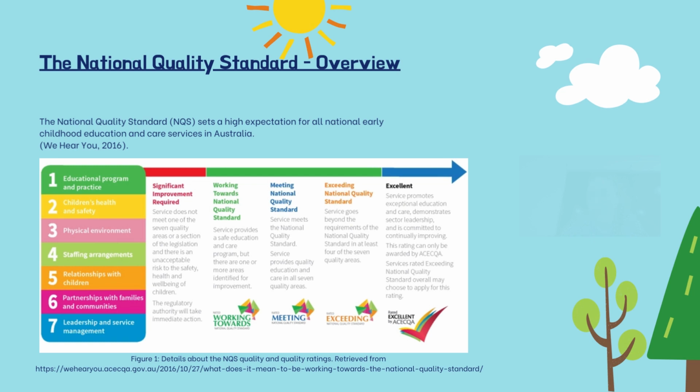The National Quality Standard, also known as the NQS, sets a high expectation for all national early childhood education and care services in Australia. There are 7 different areas in the NQS that centres are assessed on. For this presentation, we will be focusing solely on Quality Area 3, the physical environment. These 7 areas ensure all services understand what is required to provide a quality program, with the aim of meeting and exceeding expectations.